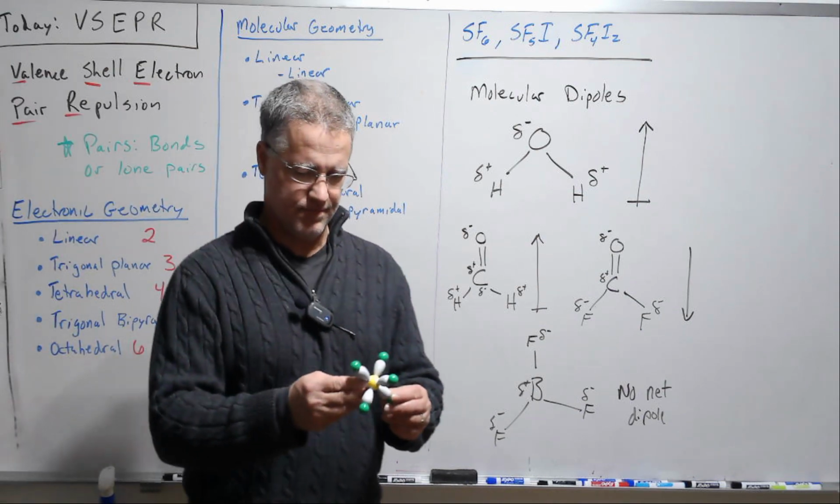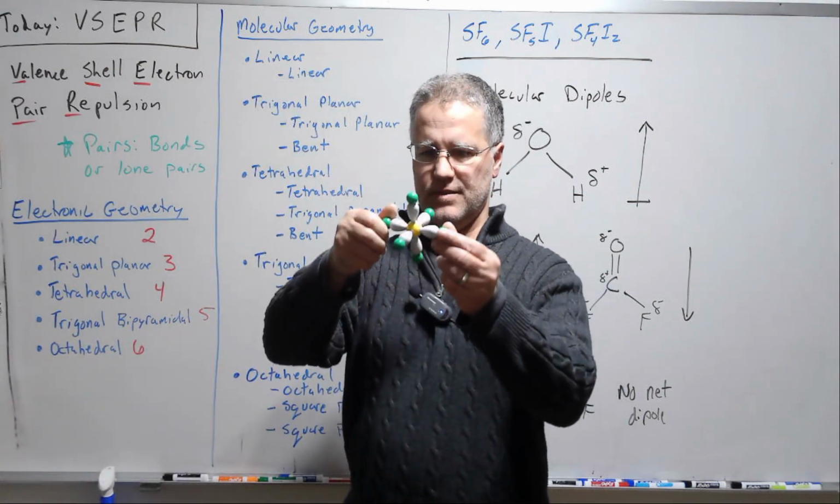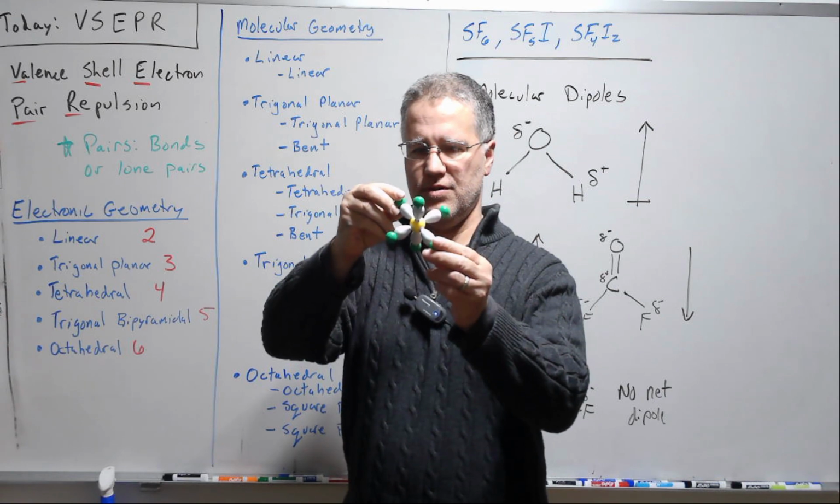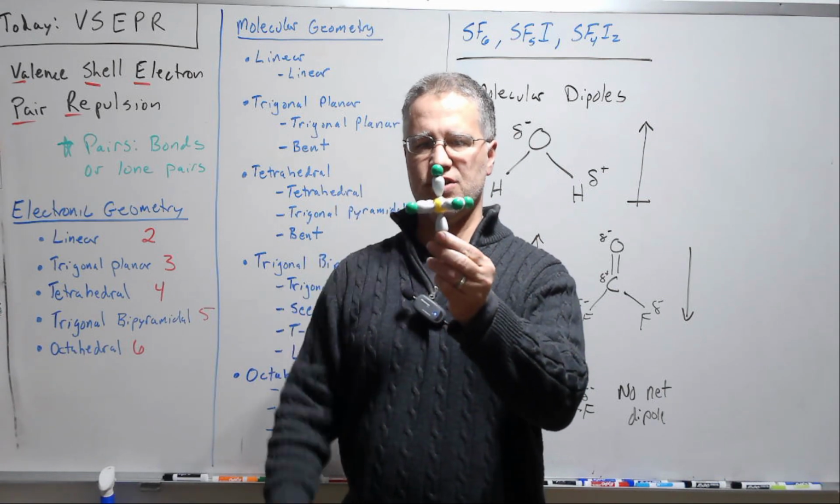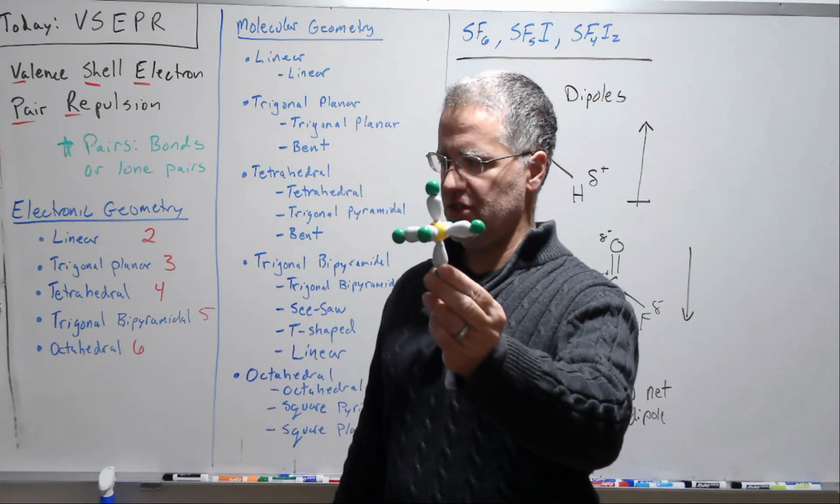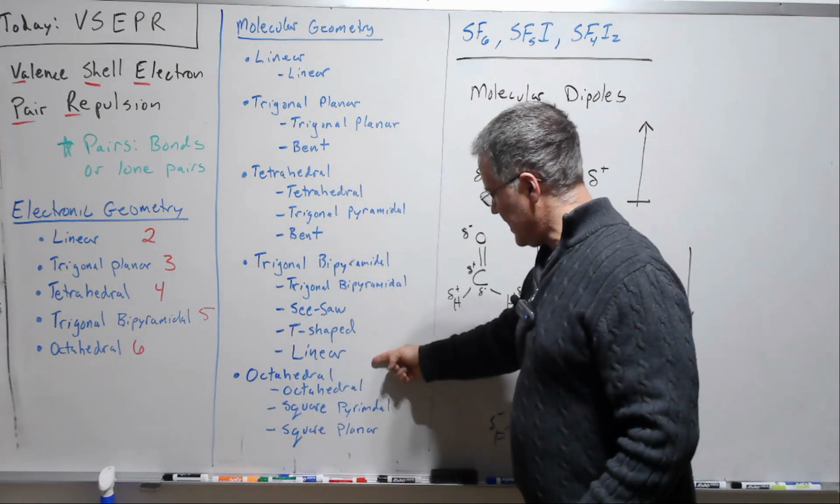All right, let's go to the octahedral. So again, all spots filled with a bond, not a lone pair. So this is called an octahedral geometry. So octahedral, octahedral.